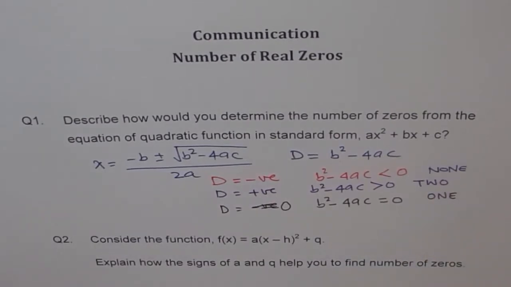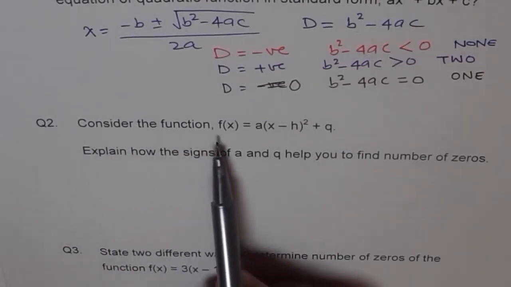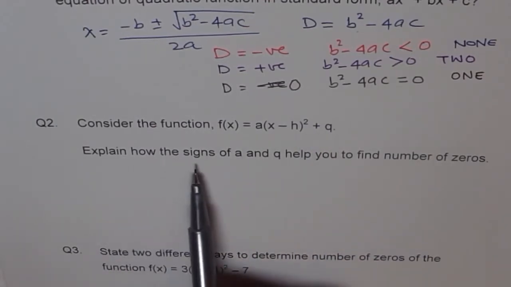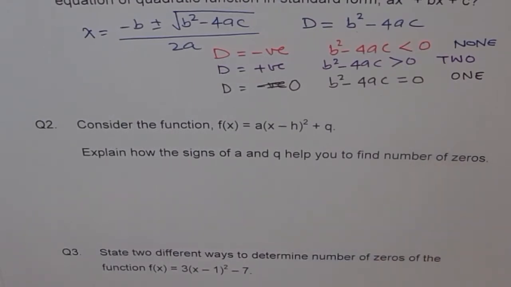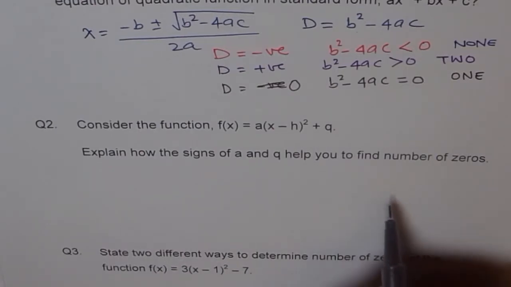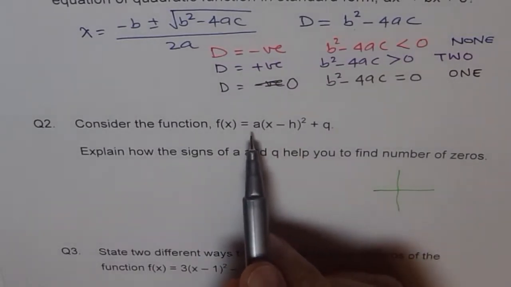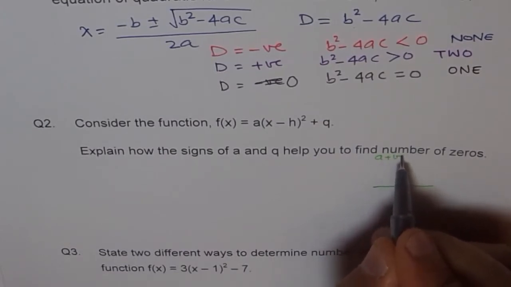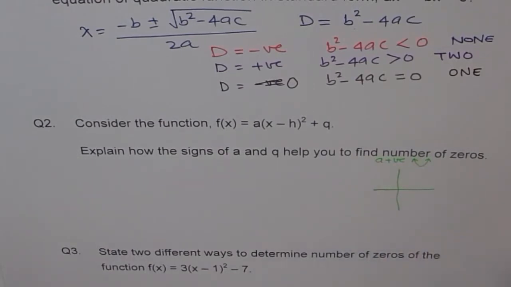And now let's move on to question number 2, correct? Question number 2 says, consider the function f(x) equals a times (x minus h) whole squared plus q. Explain how the signs of a and q help you to find the number of zeros, correct? Well, this is very interesting, and this is the vertex form, right? You know that. So let's look at it like this. Let's say this is our coordinate system, and let's say a is positive. So we are considering a is positive. Positive means the graph is going to go up, okay? A positive means the graph goes up, right?